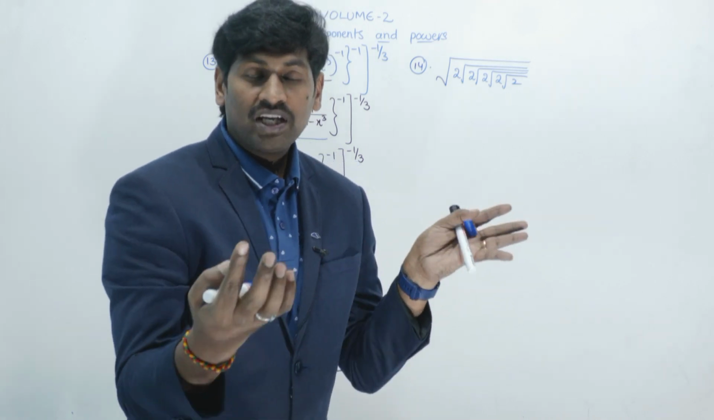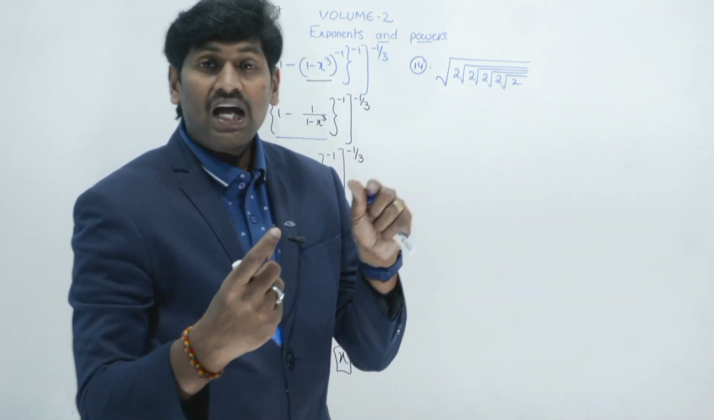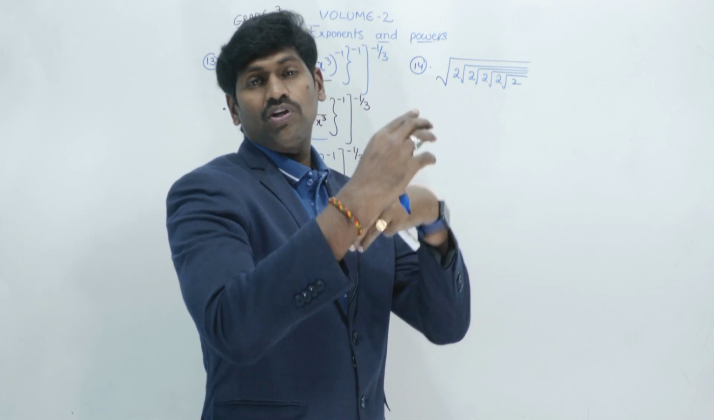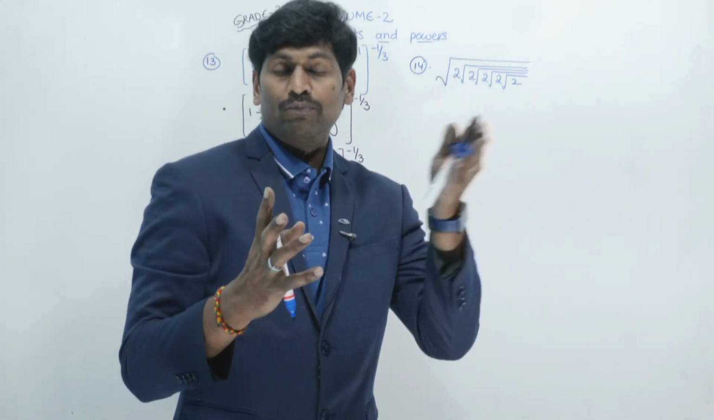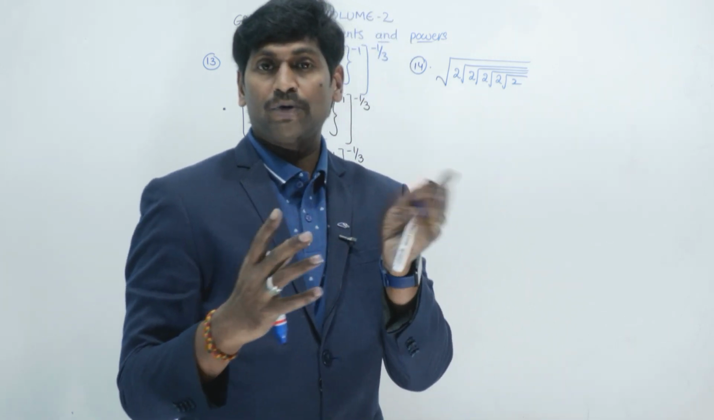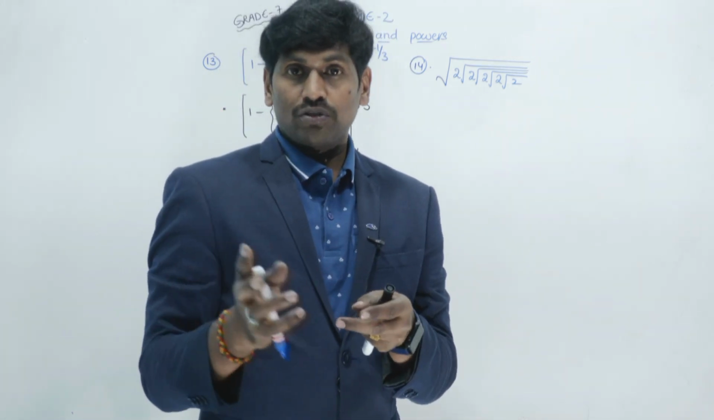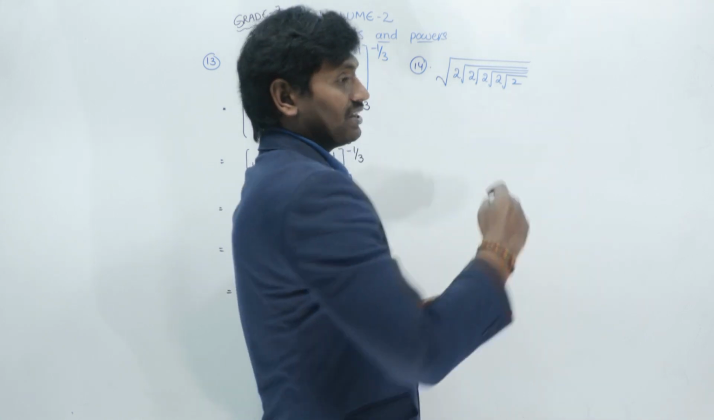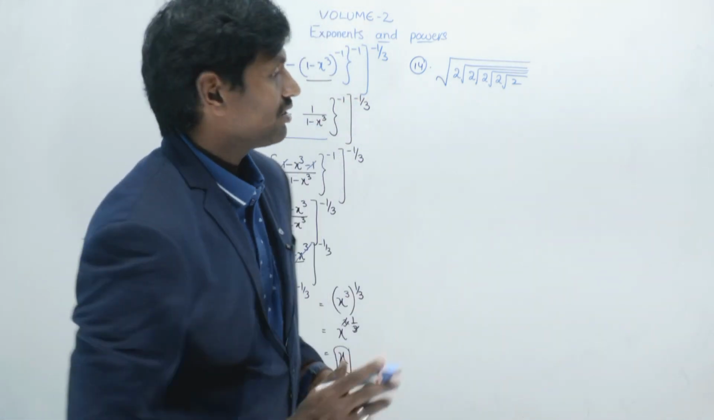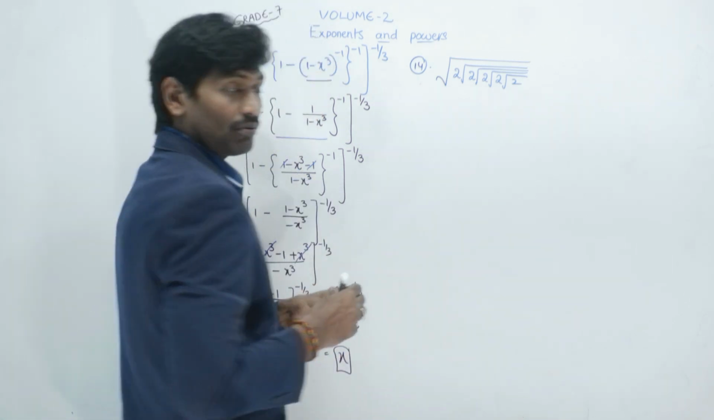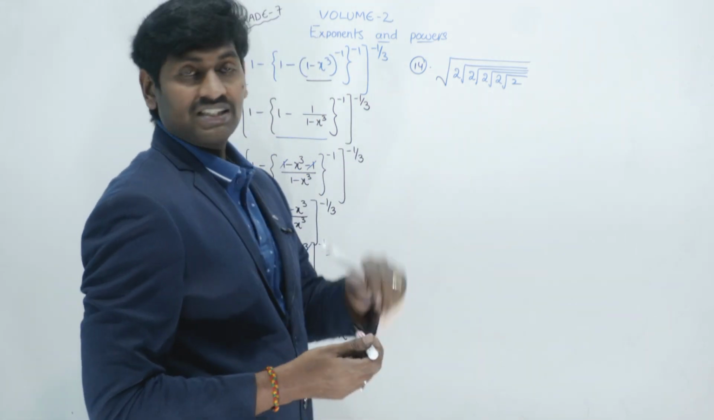Again we are going to apply the law of exponents. If the bases are same, we are going to apply the law of exponents. One of the laws of exponents: a power m into a power n formula, a power m plus n. But while taking this much of roots like that, it will take somewhat time. So what to do here? There is a formula to get this answer very easily.